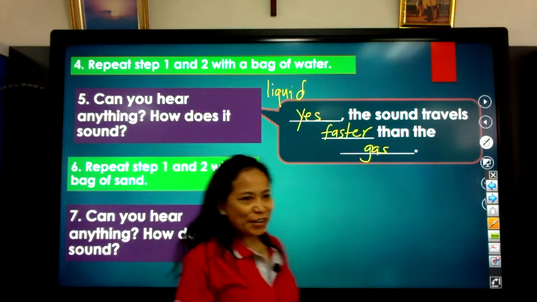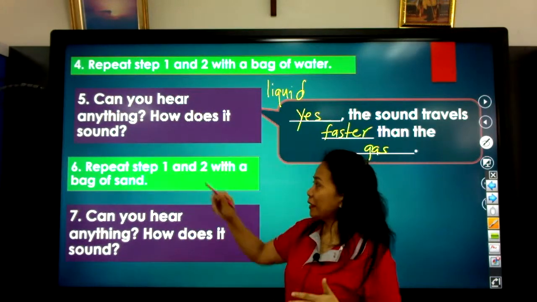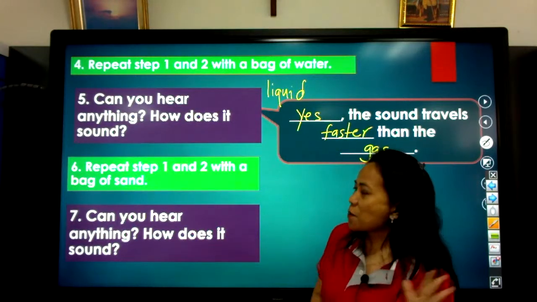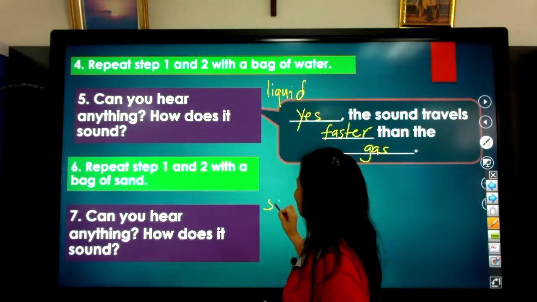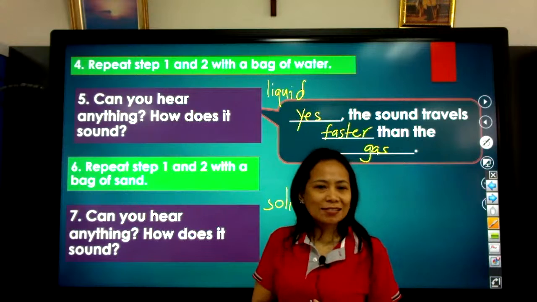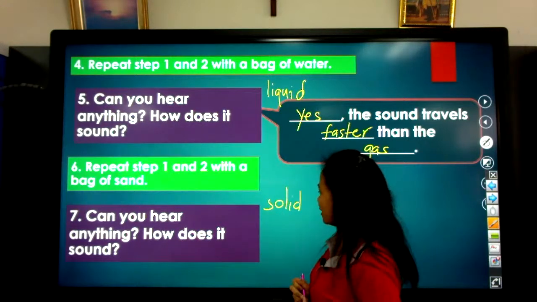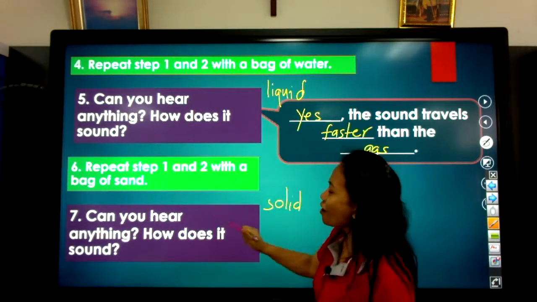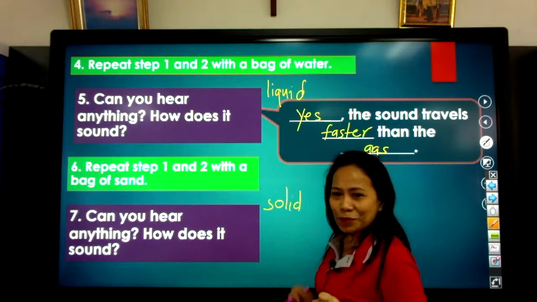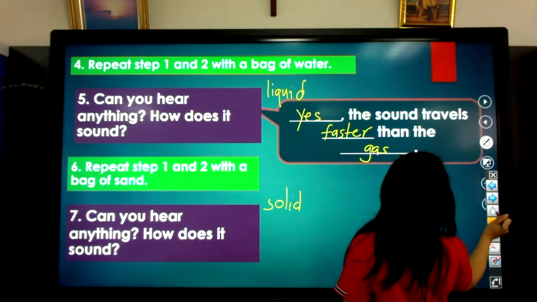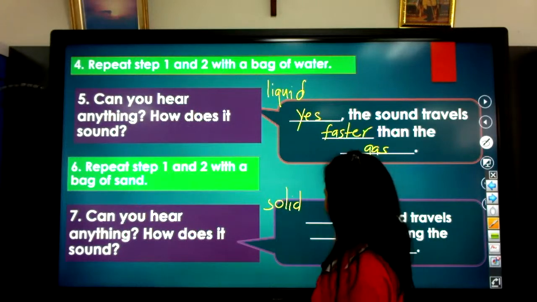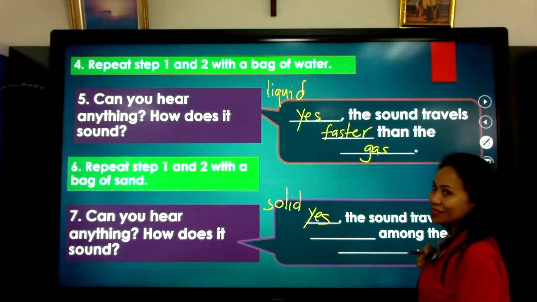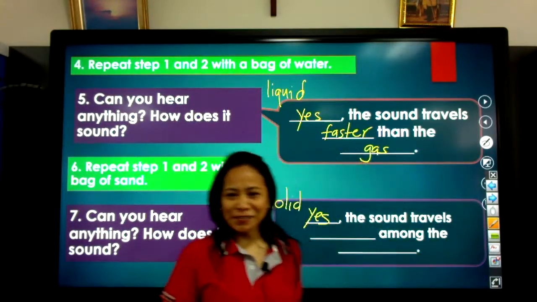Okay, next for number 6. So we're going to repeat step 1 and 2. That is for solid. So question number 7, it's all about the solid. How fast does the sound travel in solid? So can you hear anything? Of course you can hear, right? So how does it sound? Who can answer that? Okay, so complete the sentence here. Yes, the sound travels blank among the blank. Answer?